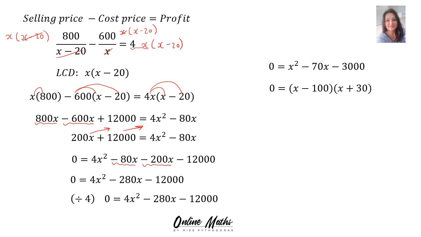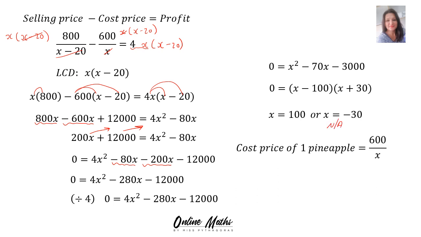Now I'm going to factorize. The factors are bracket x minus 100, x plus 30. And remember, if you can't factorize, you may use the quadratic formula. Therefore, x is equal to 100 or x is equal to negative 30, which is not applicable. We choose the positive one. And then the cost price of one pineapple was 600 divided by x, and x's value is 100, so 600 divided by 100 is equal to 6 rand for one pineapple.